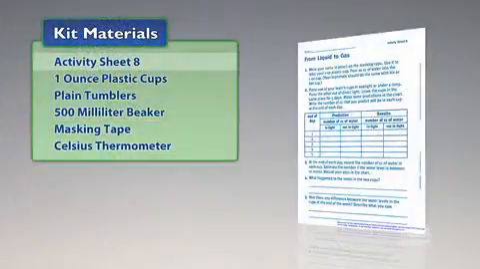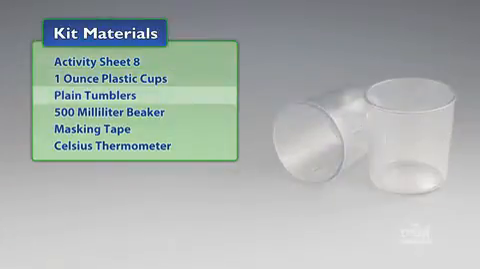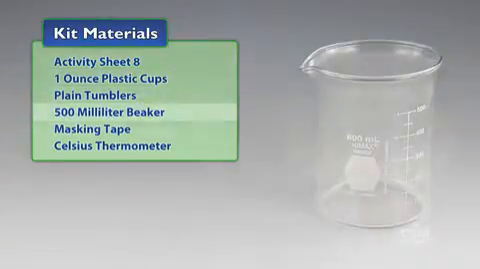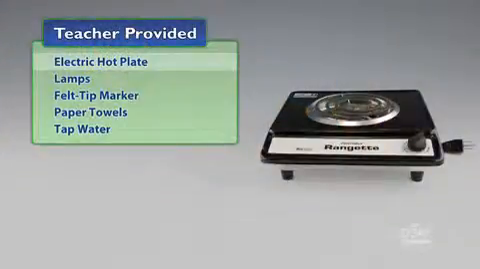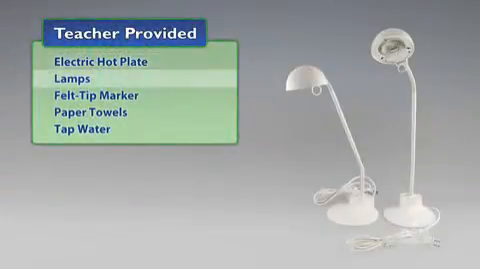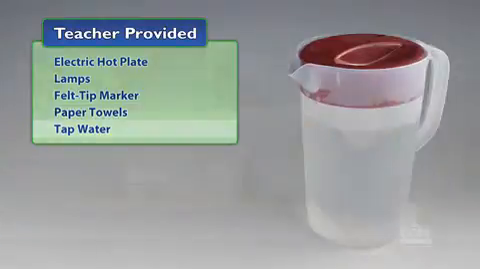You will need the following materials from the kit: Activity Sheet 8, 1 ounce plastic cups, plain tumblers, 500 milliliter beaker, roll of masking tape, and a Celsius thermometer. You will also need to provide an electric hot plate, lamps (optional), a black felt tip marker, paper towels, and tap water.